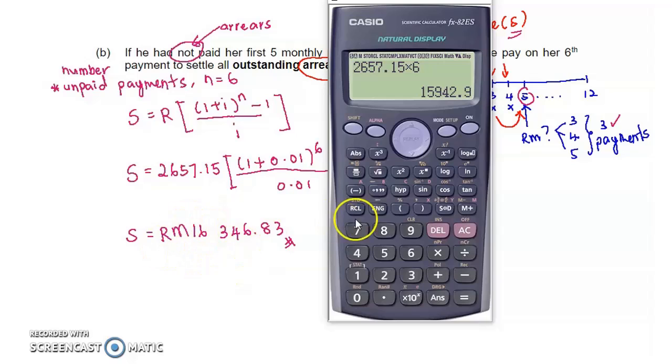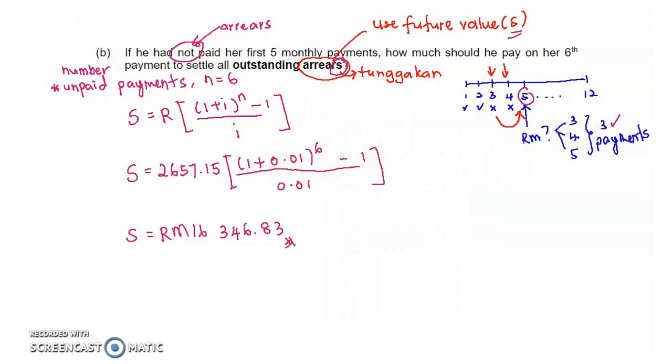Okay, so why more? This one we can say is like a penalty, because of the case of outstanding arrears. If you follow the schedule, 6 months, every month you pay this amount multiplied by 6, we actually pay about 15,942 ringgit 90 cents. But because there are arrears, you pay a bit more. It's just like a penalty. I already explained why n equals 6 here. So just now, the unpaid payment is 5 months, right? Not paid the first 5 monthly payments.